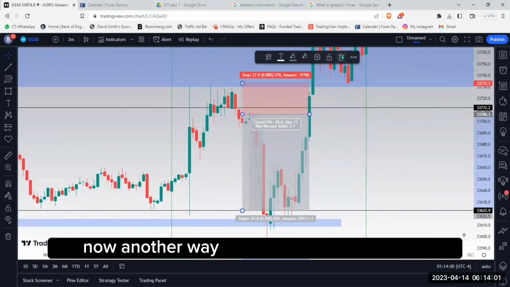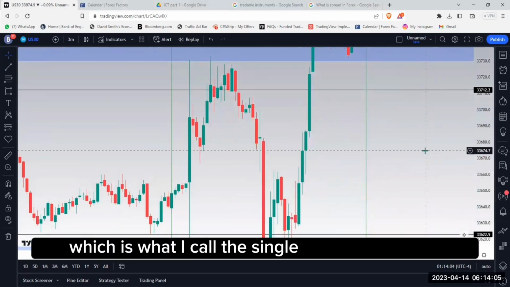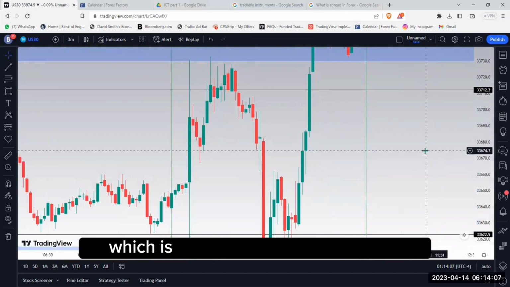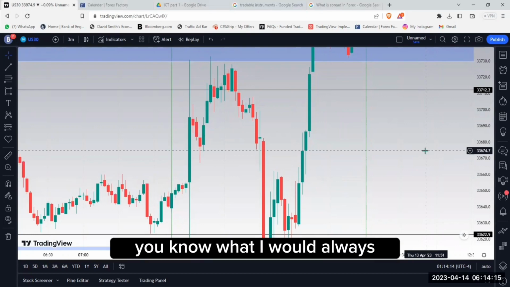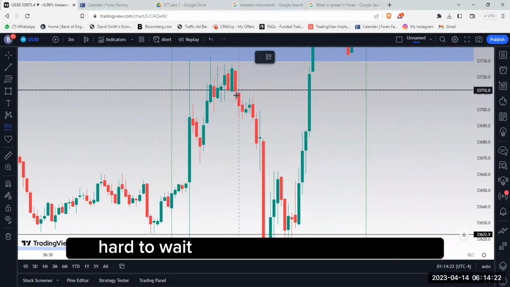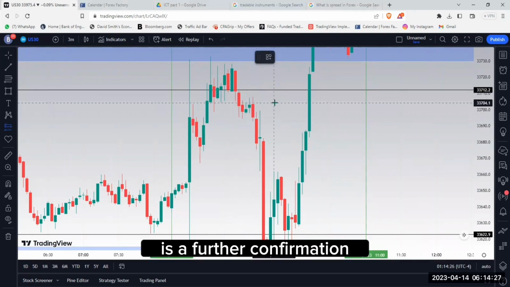Now, another way you could enter this trade is what I call the single candle mitigation, which is a very powerful way of entry. And that is what I would always use. Now, I had to wait for this candle to form. It's a further confirmation for me.